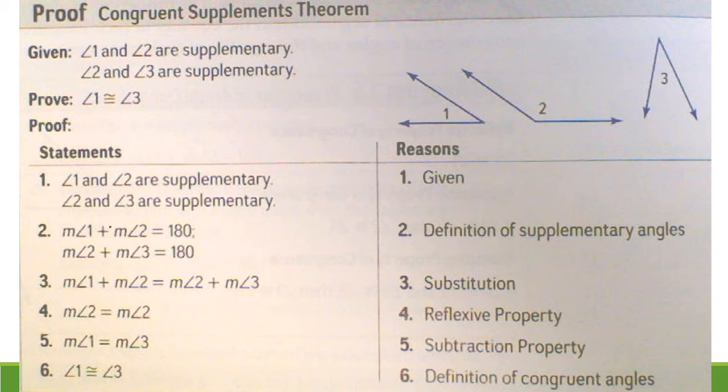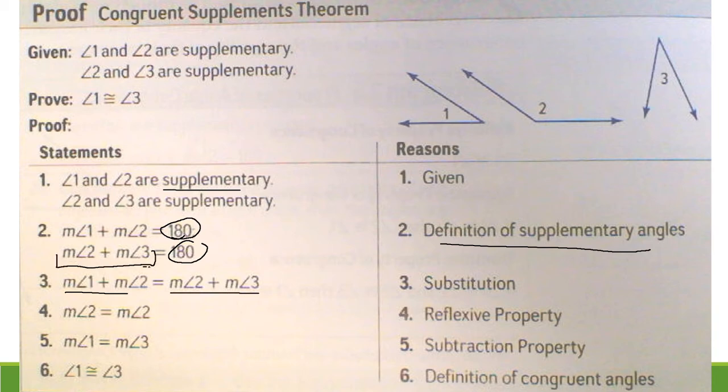So angle 1 plus angle 2 is 180. Angle 2 plus angle 3 is 180. Why? Well, because they're supplementary. That's what it means for them to be supplementary, that they add to 180. Well, if this is true, that means both of these sums are equal to 180. So you set each side equal to each other. This is just substitution. I'm taking this sum and swapping it in for the 180 up there. So I'm substituting a sum in for a number of equal value.